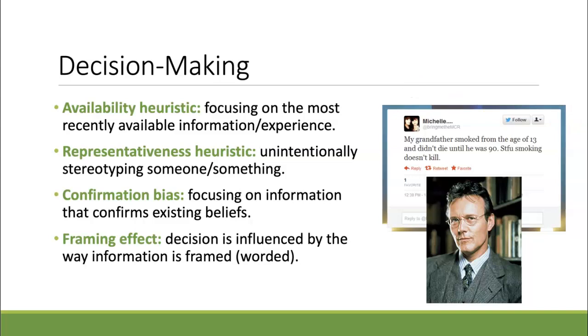Then we have the representativeness heuristic. This is also sometimes called the representative bias. So unintentionally stereotyping someone or something. Essentially what you're doing with this bias is assuming that a given sample is representative of the larger population from which it is drawn, and then using that to make a decision.